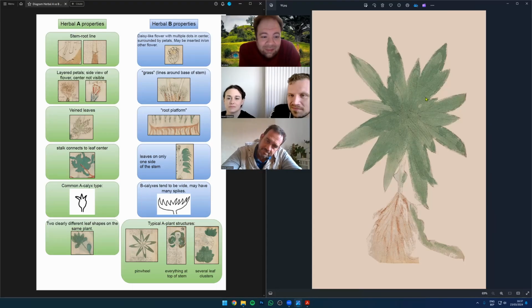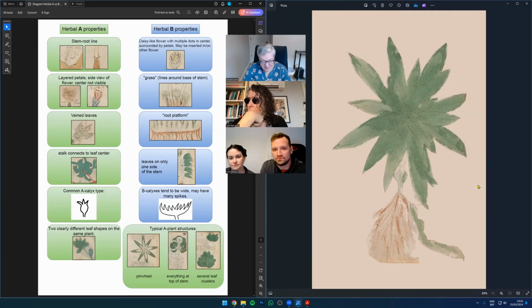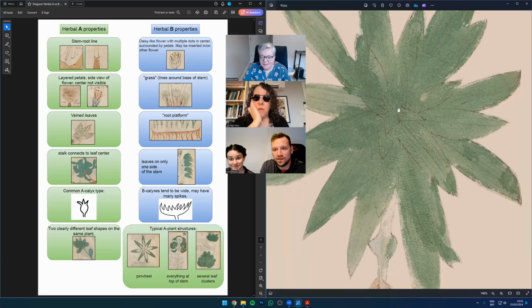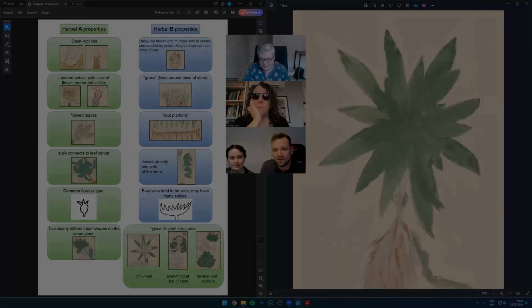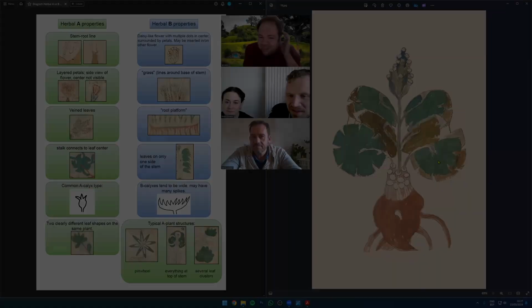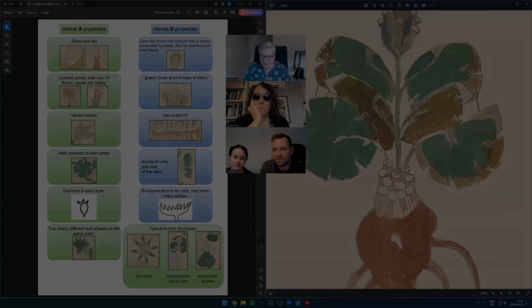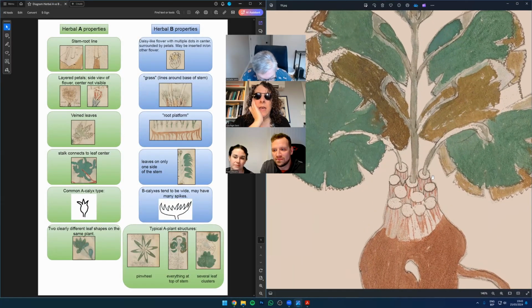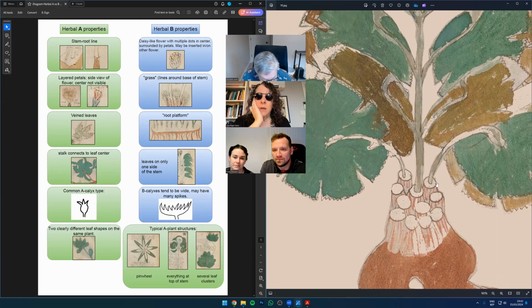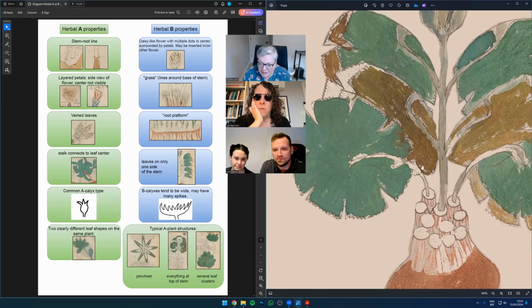Yes, that has the pinwheel. It looks pretty A. Pinwheely. Yep. And veins. Yes, that has stem root lines. So is that our stem root line? Yep. So that's A. And also very clear center connection and some veins.